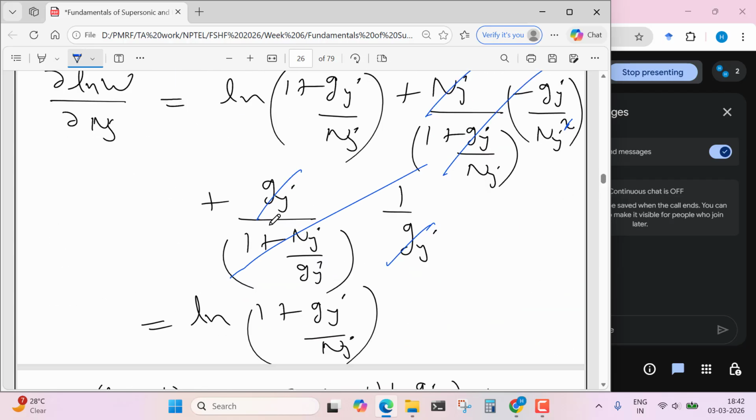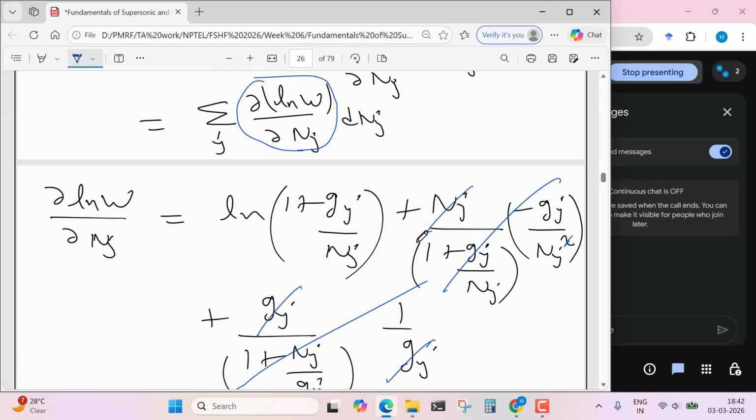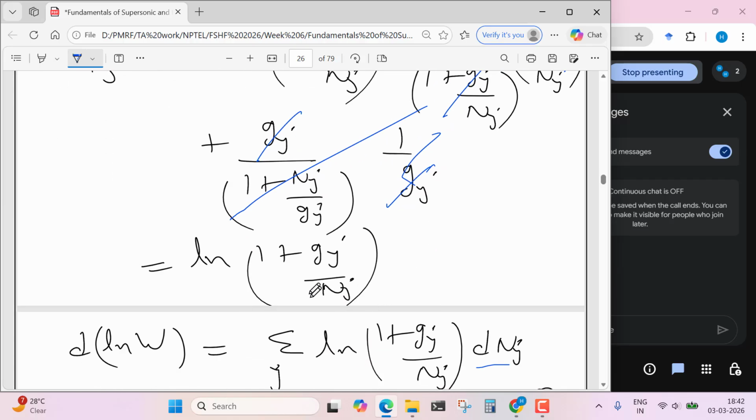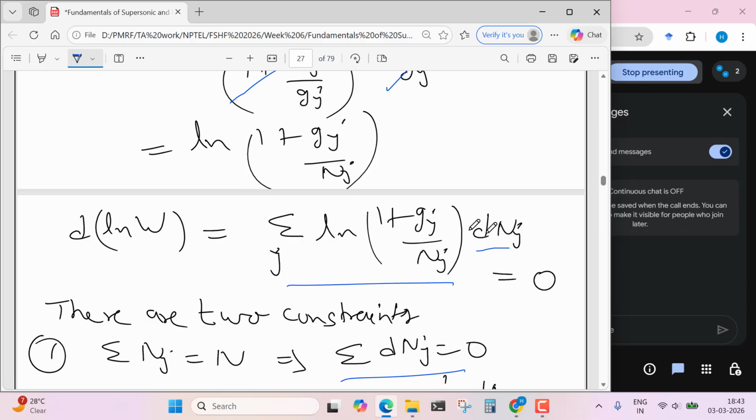Similarly for the second term, gj upon 1 plus nj upon gj into 1 upon gj. So here this gj will cancel out, and here this nj will cancel out. And if we multiply this nj by gj inside, we will get a similar term. So these two terms will cancel each other, and we will get log 1 plus gj upon nj. So what will we get for d log W? Sigma log 1 plus gj upon nj dnj equal to 0.